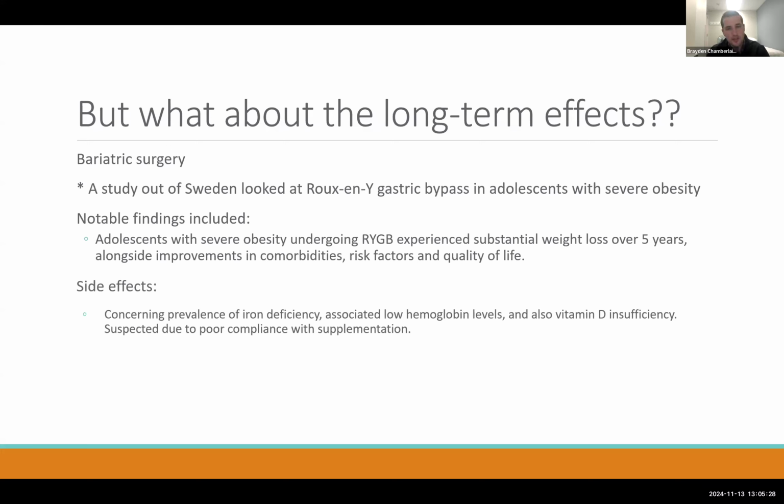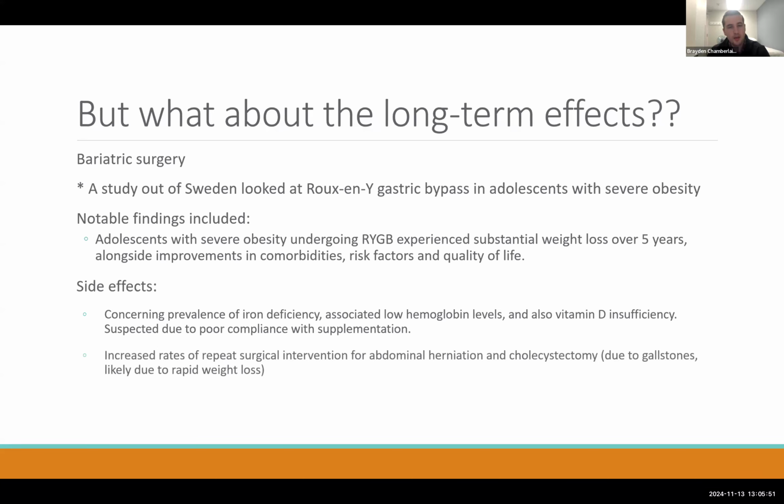There was a concerning prevalence of iron deficiency, anemia, and low vitamin D levels, suspected likely due to poor compliance with supplementation. And clearly that can happen in an adult as well, though of course you could be even more cautious in a child about compliance with medications or supplements. And then there were increased rates of repeat surgical intervention for hernias and need for cholecystectomy due to gallstones, also thought to be likely due to rapid weight loss. So these are some of the studies that have been done.